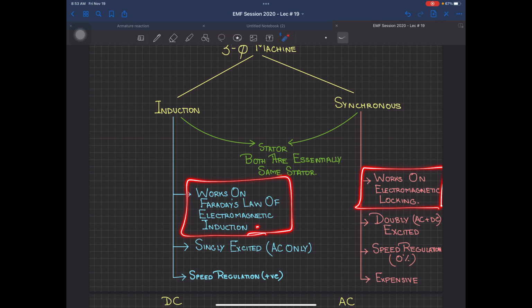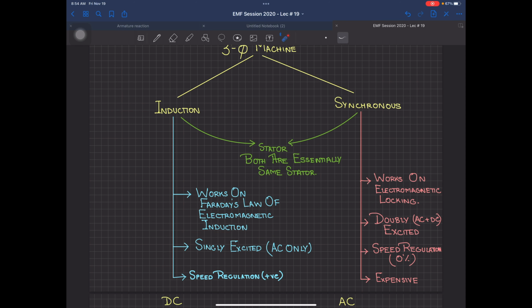Now 70 to 80% of the machines, in fact maybe 90% of the machines in the industry, are induction machines. Why? They are very cheap. Induction machines are very cheap as compared to their competitor, the synchronous machine. And why are they cheap?